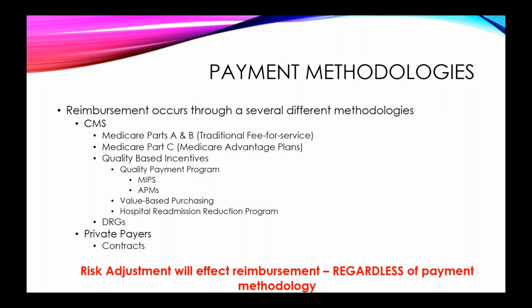There's the quality payment program that includes MIPS and APMs, that's alternate payment models, and merit incentive-based payment system. There's also the value-based purchasing, which is more of the inpatient side. That's where they're looking at quality of care over the spend, and they are either penalizing hospitals with payment reductions or giving them some bonuses. Also, on the inpatient side, there's the hospital readmission reduction program. Another payment methodology is the DRG system.